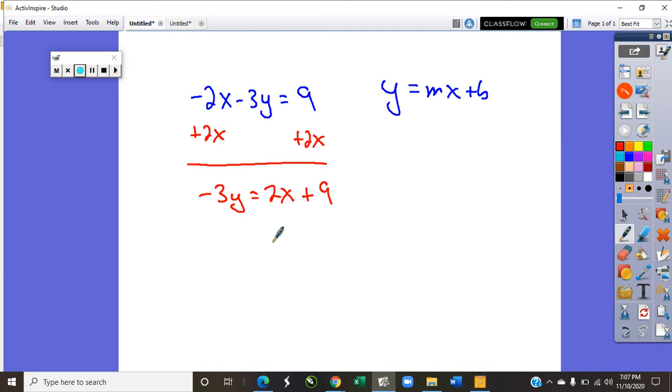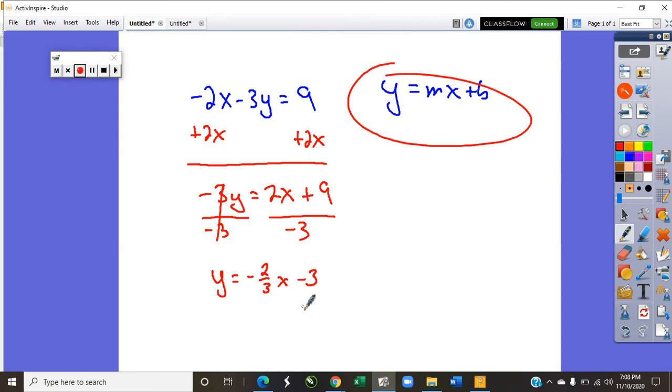The next thing I need to do is get this y completely by itself. Well, what's happening to this y? It's being multiplied by -3. So the way that I undo multiplying by -3 is to divide everything by -3. Well, these cancel, don't they? So I'm left with y, which is good. That's what I want. 2 and -3, I can't do that. They don't divide. So I'm just going to write that as -2/3 x. Now, what's 9 divided by -3? That's -3. So now I have this equation, and it is in this form.